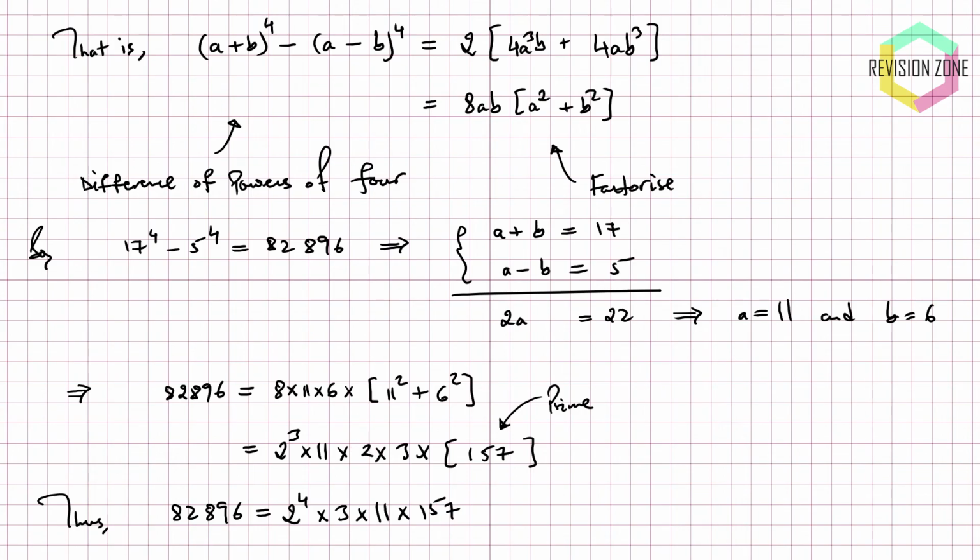The 2 can be combined with 2 to the 3 to give me 2 to the 4. And of course, the 3 and the 11 are prime, so we just have them separately, which means we actually have managed to figure out a complete factorization of the huge number we started with. Okay, so we've answered the question.